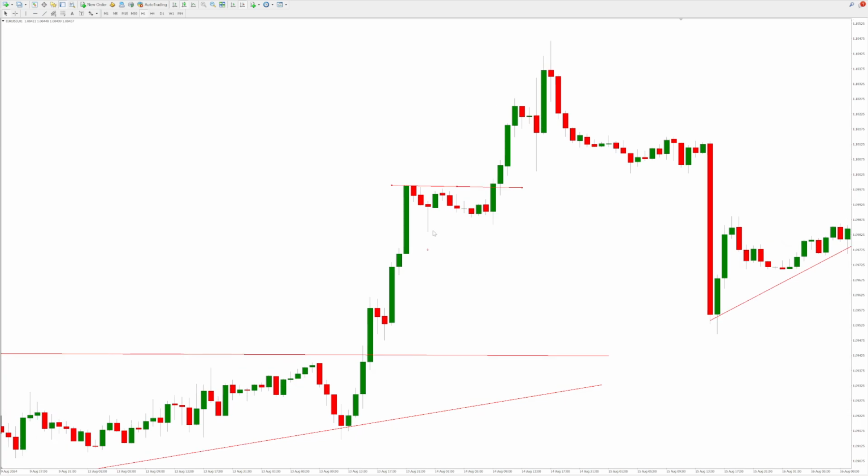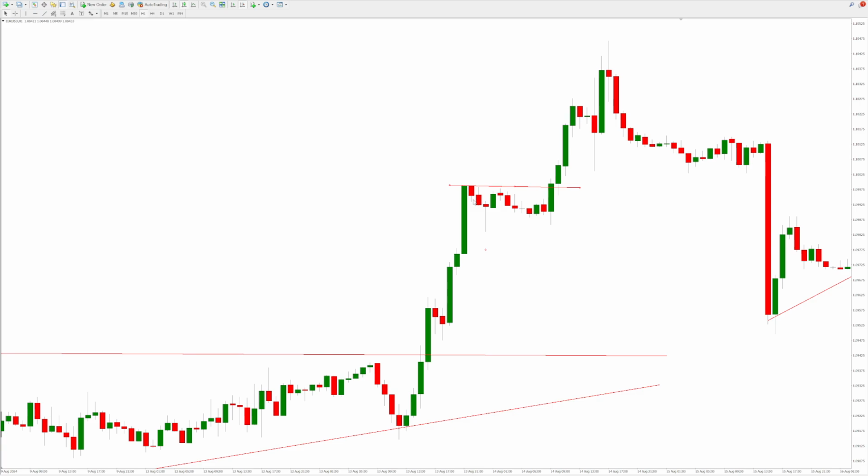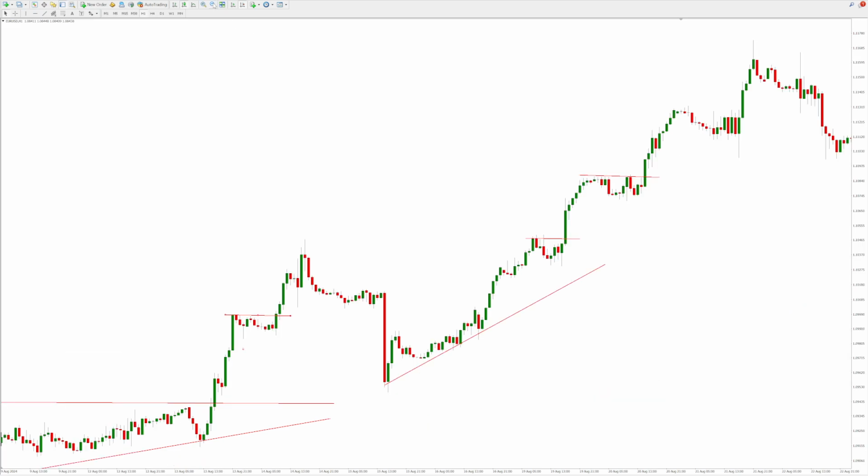Okay, so you don't always need to look for it to confirm an entry, but it can give you peace of mind if you see it and just want to use it as additional confirmation. It is relatively easy to spot on your charts and just good to be aware of.